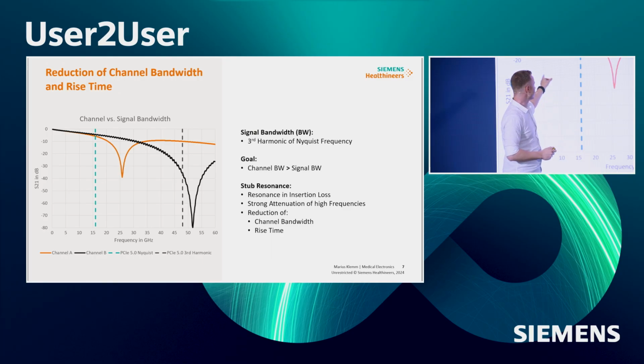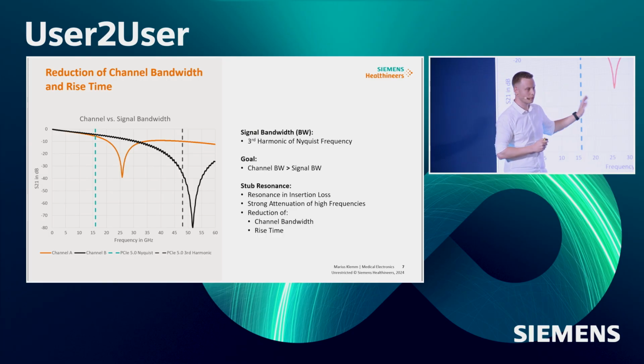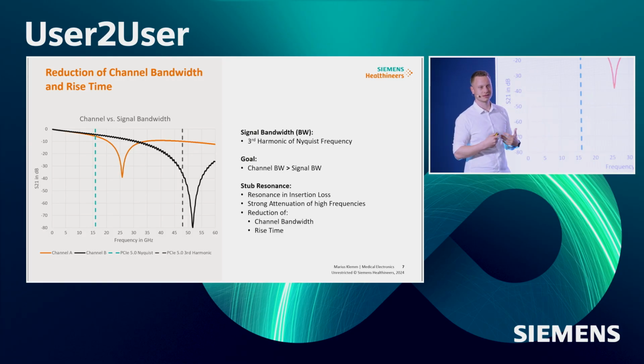The orange line tells us this is the channel with the single long stub. We have a long stub which causes a resonance quite early in the frequency range. If we have multiple but shorter stubs, the resonance will appear far more to the right, sorry, which is better for us. It's not as critical.